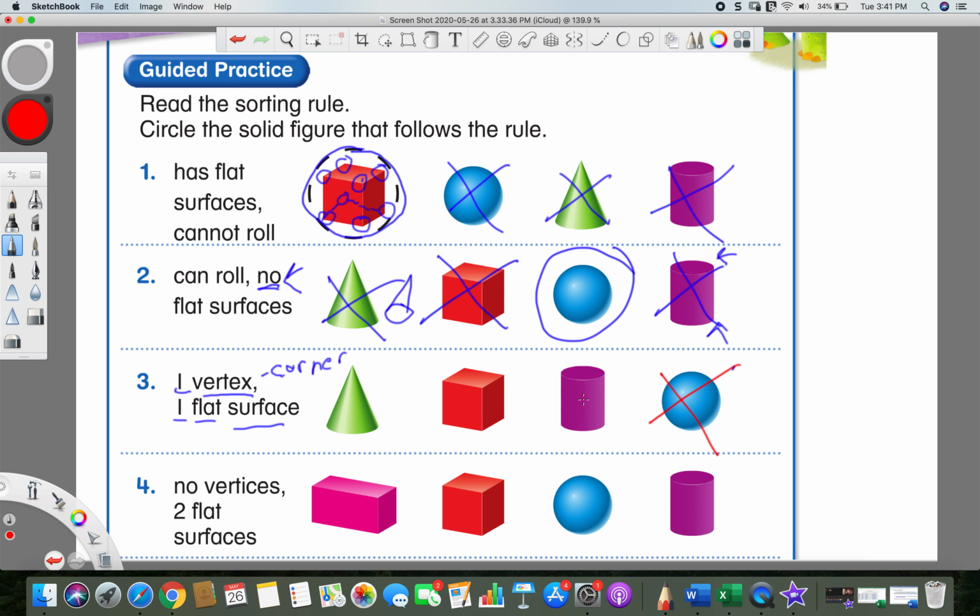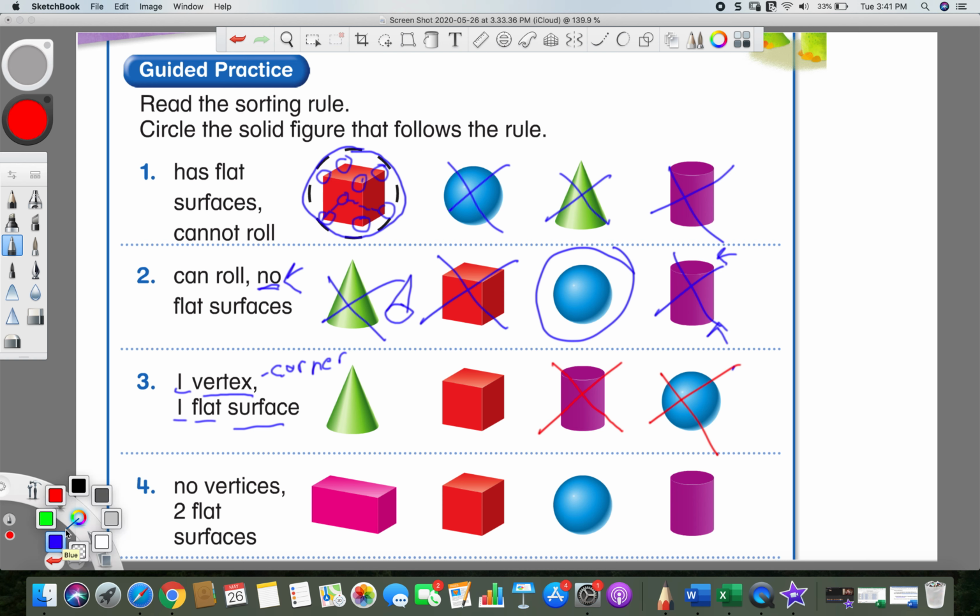What about this cylinder? Does it have any vertices? Or I'm sorry, vertices? Are there corners? No, it doesn't have any corners. So right away, it cannot be a cylinder because we need at least one corner, right? And what about this cube?